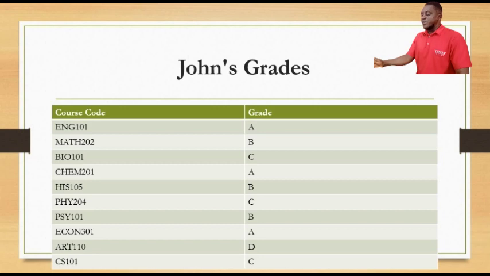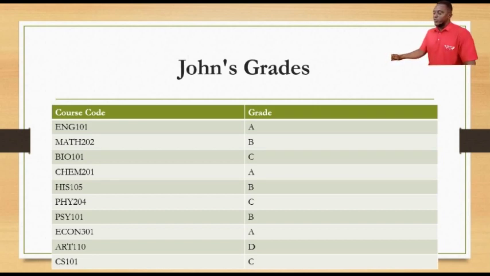John obtained the following grades in his courses this semester. For English, he had an A. For Mathematics 202, he had a B. For Biology 101, he has a C. For Chemistry 201, he has an A. History 105, he has a B. Physics 204, he has a C, and so on and so forth.